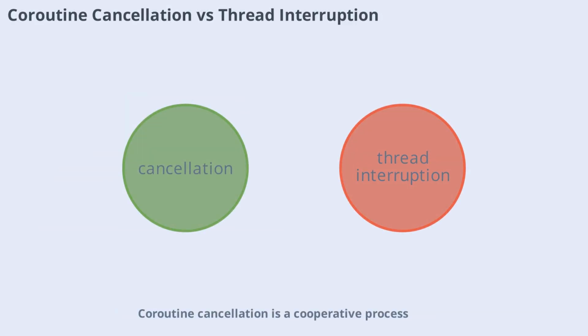Coroutine cancellation is a cooperative process where the coroutine checks for cancellation and stops gracefully. Thread interruption, in contrast, is an abrupt signal that can terminate a thread immediately, sometimes leading to resource leaks. With coroutines, cooperative cancellation makes resource management safer and more predictable.